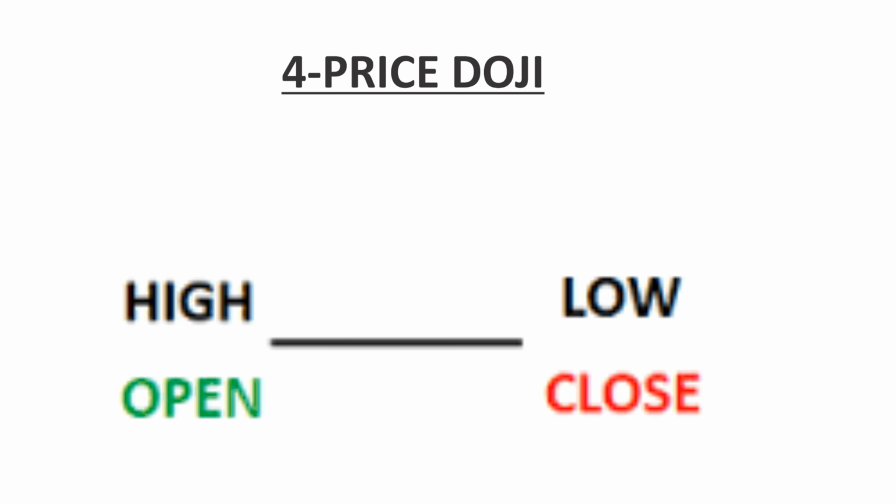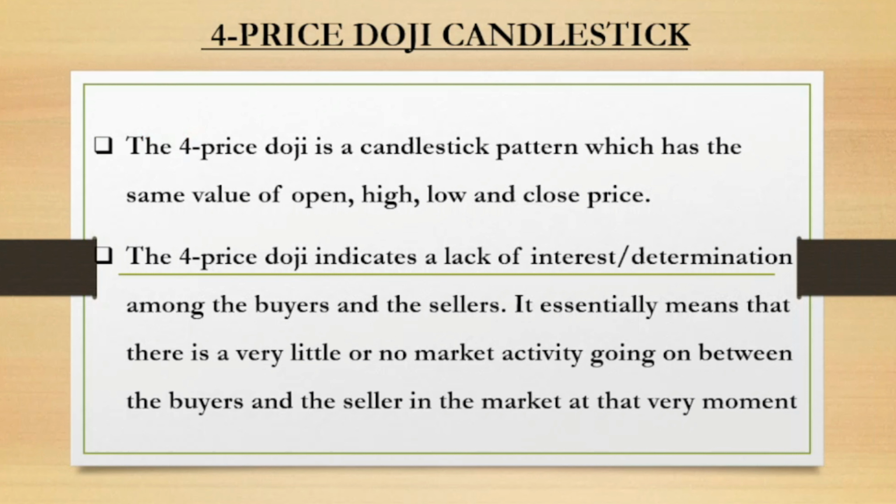Now let's go to the next one, the 4 price doji candlestick. Now the 4 price doji candlestick is a candlestick pattern which has the same opening, the same day high, the same low, the same closing. Now whenever I see a 4 price doji, what is it trying to tell me? A 4 price doji doesn't occur easily like that. But whenever it occurs, it shows you that there is very little or no activity going on between the buyers and the sellers in the market at that very moment.